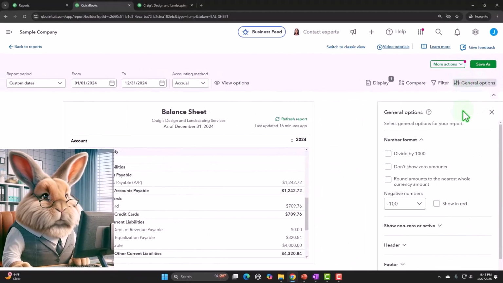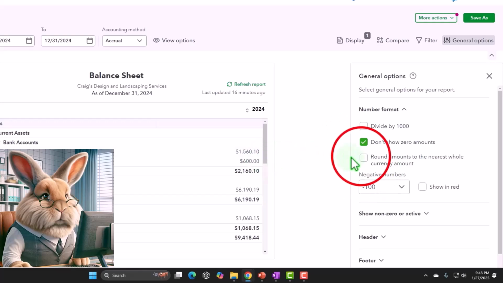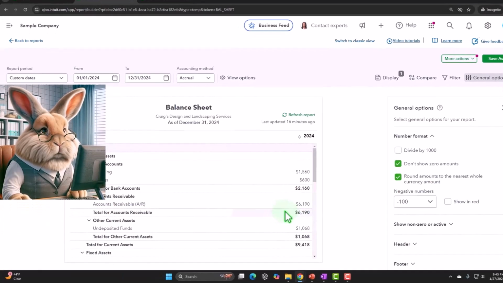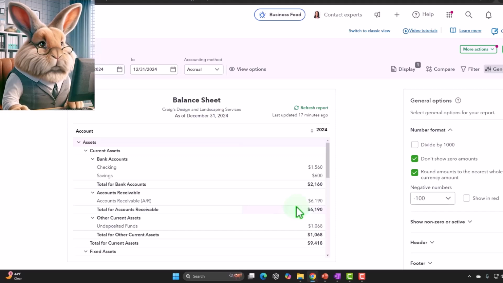Let's go back in here. And let's go back. The default was to round amounts to the nearest whole currency amount. So this is basically removing the pennies. Now, it used to say remove cents, but notice this is a little bit more specific because if I round this, you can see the pennies will be taken off. So that's going to make it a little bit cleaner to look at. Once again, for external reporting, even for internal reporting, that might be a little bit nicer on the eyes.